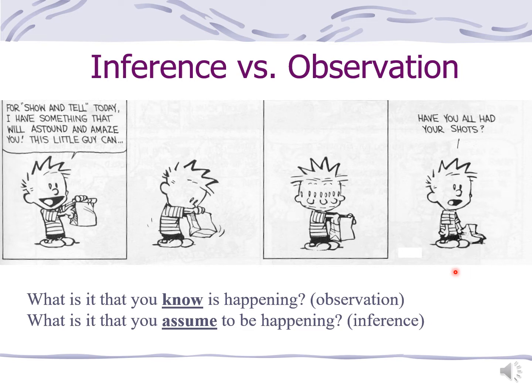So again, observations, what you know to be true. We know Calvin's talking to somebody. We know he has a paper bag that he looks in, he looks around. Inference is what you assume to be true.